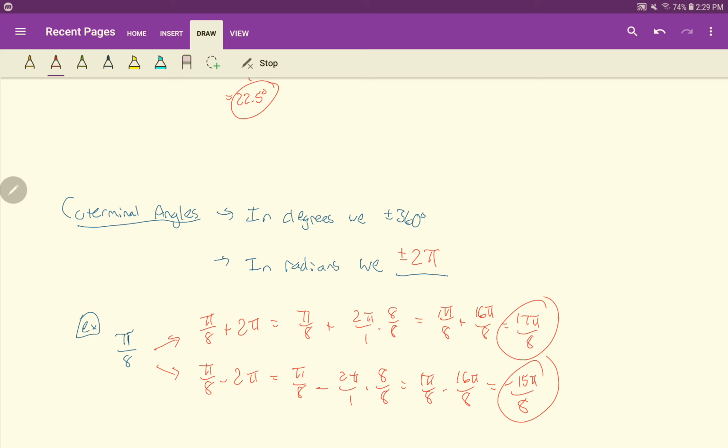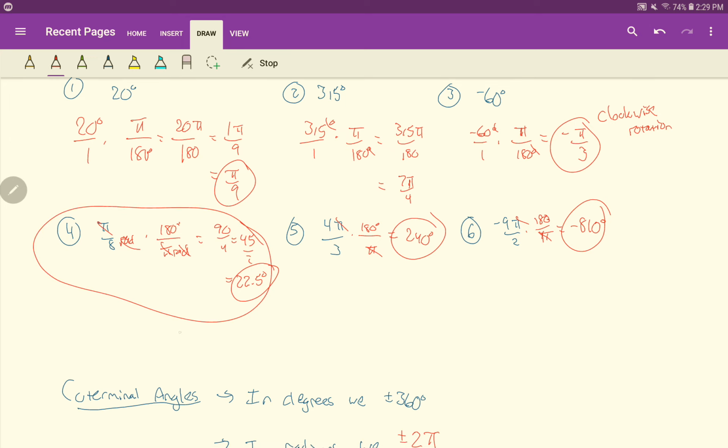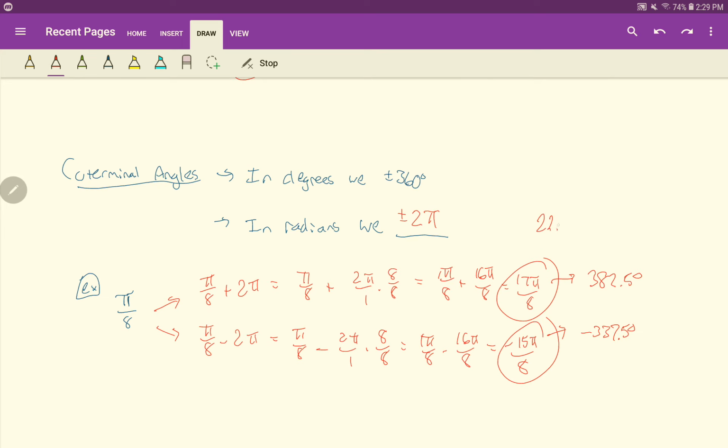If you were to recalculate these into degrees, I'll do that just real quick using my calculator. We would get 382.5 degrees here, and negative 337.5 degrees here. Okay, which if we go back up to number 4, number 4 was pi over 8, and you'll notice 22.5 was that same measure in degrees. And if I do 22.5 plus 360 degrees, you get this angle. And if I do 22.5 degrees minus 360, you end up with that angle, okay?